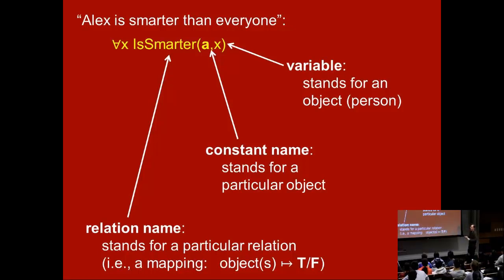All right, and this is a relation name. And usually, I personally write my relation names that start with the word is, but you don't have to. It stands for a particular relation. And I hope you remember what a relation is. A relation is something that maps objects to true or false. That's what a relation is. It maps objects, in this case, a pair of objects, to either true or false.